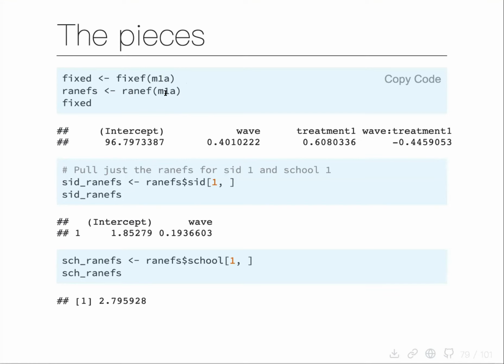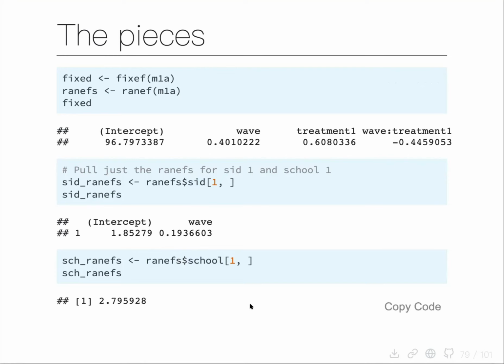Okay, so this just gives me a vector of the fixed effects, and ranef actually gives me a list in return. It gives me a list where it has a data frame for each level of nesting. So I have an SID data frame and I have a school data frame within that ranef object.